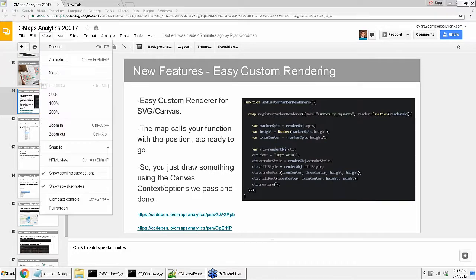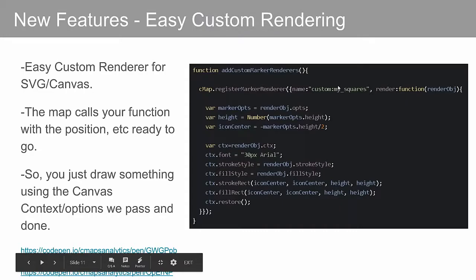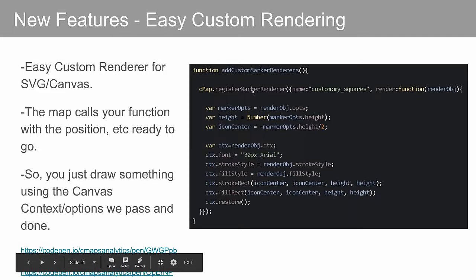Cool, thanks, man. Get this into presentation mode. So I just wanted to go about a few select features out of the new release. The first one, which is this CMap.register marker renderer.